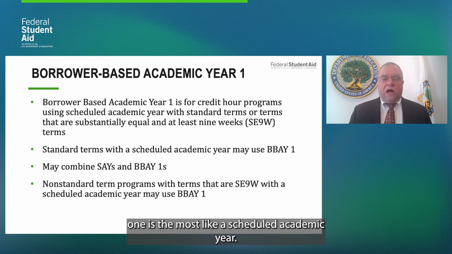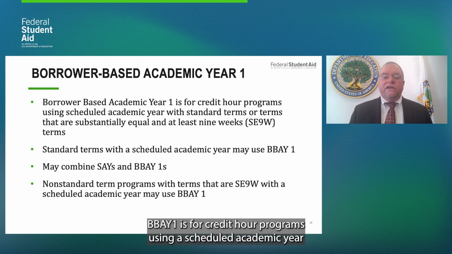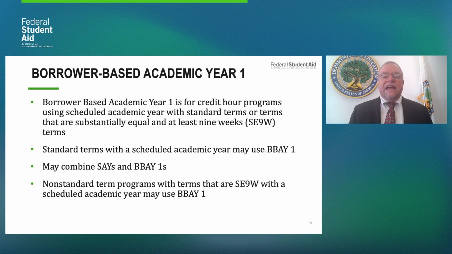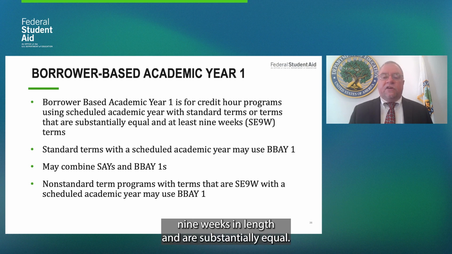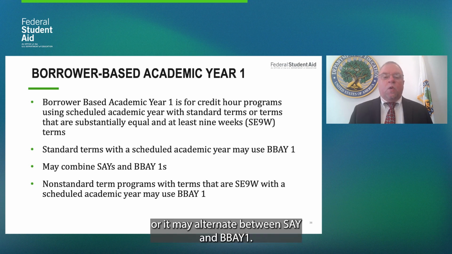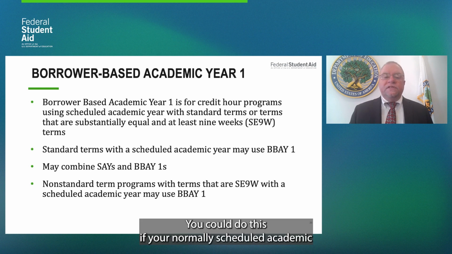Borrower-based academic year 1 is the most like a scheduled academic year. BBAY 1 is for credit hour programs using a scheduled academic year with standard terms or non-standard terms that are at least 9 weeks in length and are substantially equal. A school that is eligible to use SAY may use BBAY 1 instead, or it may alternate between SAY and BBAY 1. You could do this if your normally scheduled academic year was fall-spring and a student came in summer.